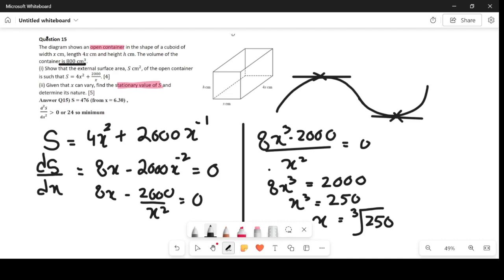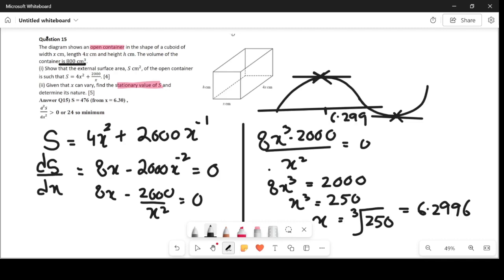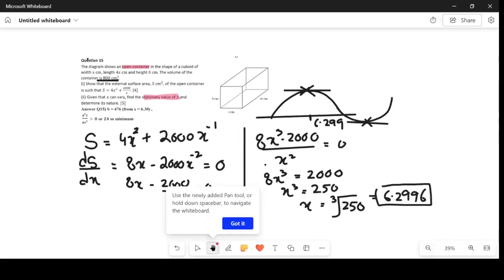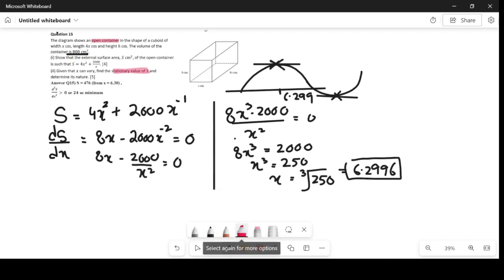It's coming out to be 6.2996. Okay, so this would be the value of x at the stationary value. That means, for example, if this is the stationary value, then the value of x here would be 6.299. It says, given that x can vary, find the stationary value of s. So we found x, but the question is asking for s. That we can do easily by substituting this x here.